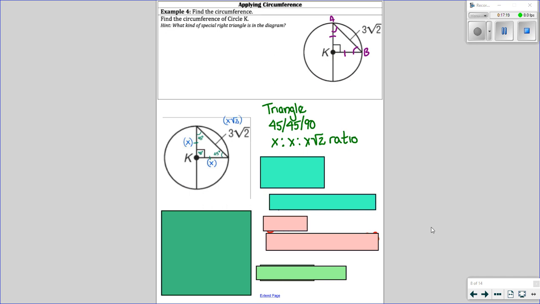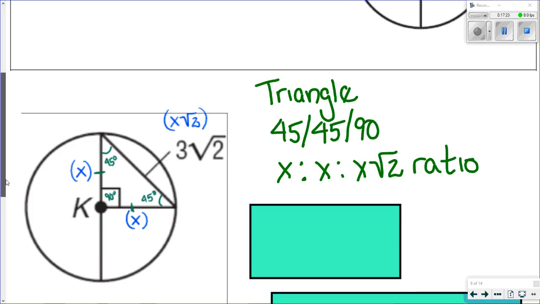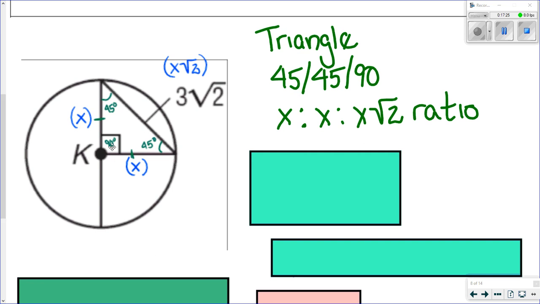So I labeled everything in that circle. And let me make this bigger so we can see it. So we have 90, 45, 45, and we know that the ratio is x square root of 2. So x and x represent the legs of the triangle, which are the radius, and then we have the hypotenuse, which is x square root of 2. Now, what was the next step? We need to solve for x.